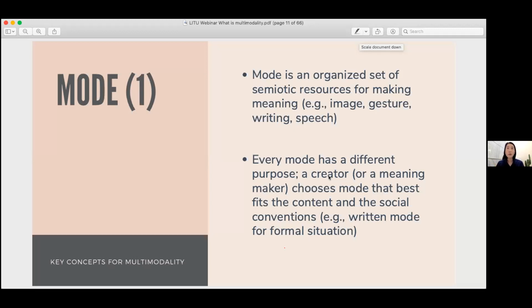However, if you think about doing research or writing something formal, something academic, of course you're going to opt for written text first, right? You have to really write well with the language that we have. And later, if you think that some of the concepts you write might not be understood, then you might want to add some images, like flow charts or tables or figures. But it is the social conventions that govern what mode is good for what purposes. So that is mode.